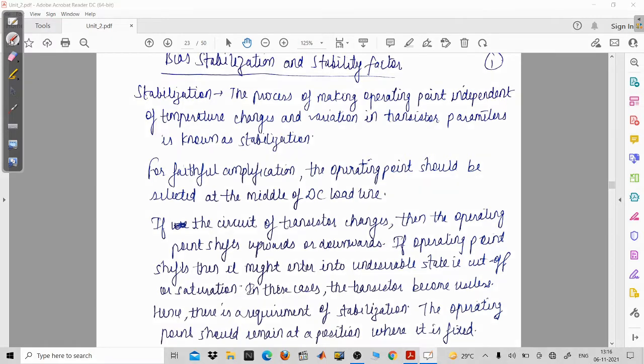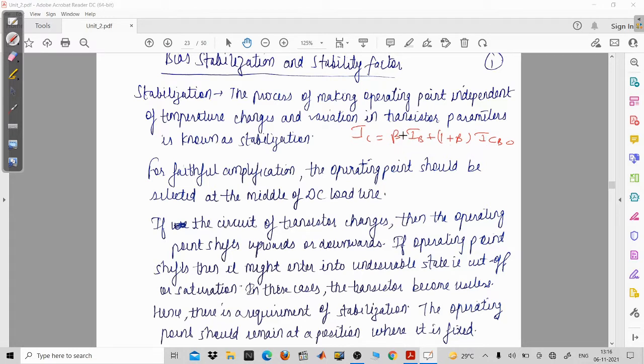Now you can see that the IC depends upon beta into IB plus 1 plus beta into ICBO. Now this is the equation of the collector current for the common emitter configuration. You can also write this 1 plus beta into ICBO as ICEO. So you can see from this equation the IC depends upon the beta and the ICBO.